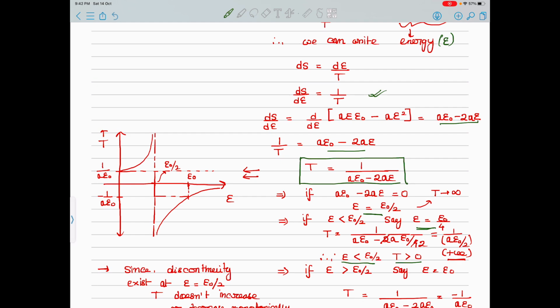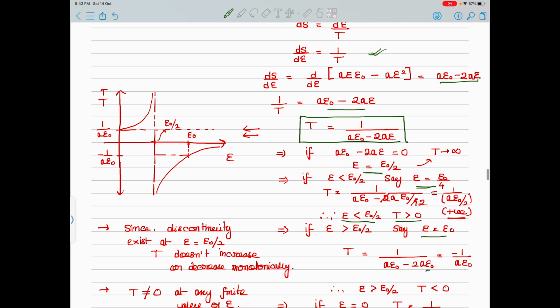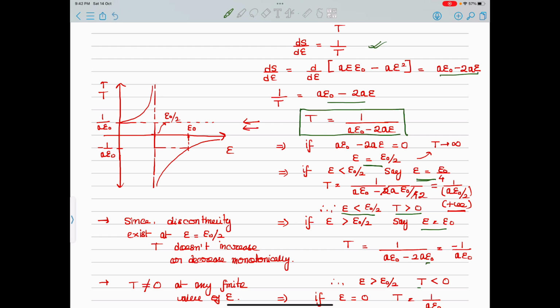So if E is greater than E naught by 2, say E is equal to E naught, which is greater than E naught by 2. Therefore, T becomes 1 upon A E naught minus 2A E naught. Instead of E, we have replaced it with E naught. So this becomes minus 1 upon A E naught. Therefore, the limit E greater than E naught by 2 will give us a negative temperature, T is less than 0.